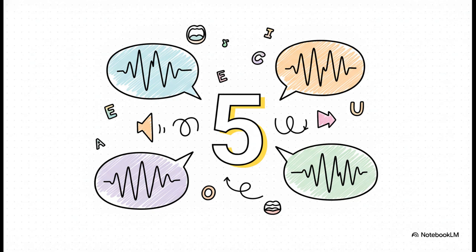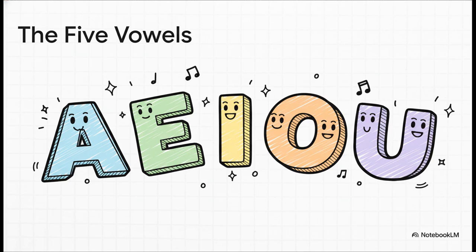5 main vowels in the English alphabet. And believe it or not, these 5 little letters are responsible for a massive range of sounds. And here they are, our all-star lineup. Let's say them together. A, E, I, O, U. Easy enough, right? Okay, now let's see what happens when we actually put them to work inside a word.